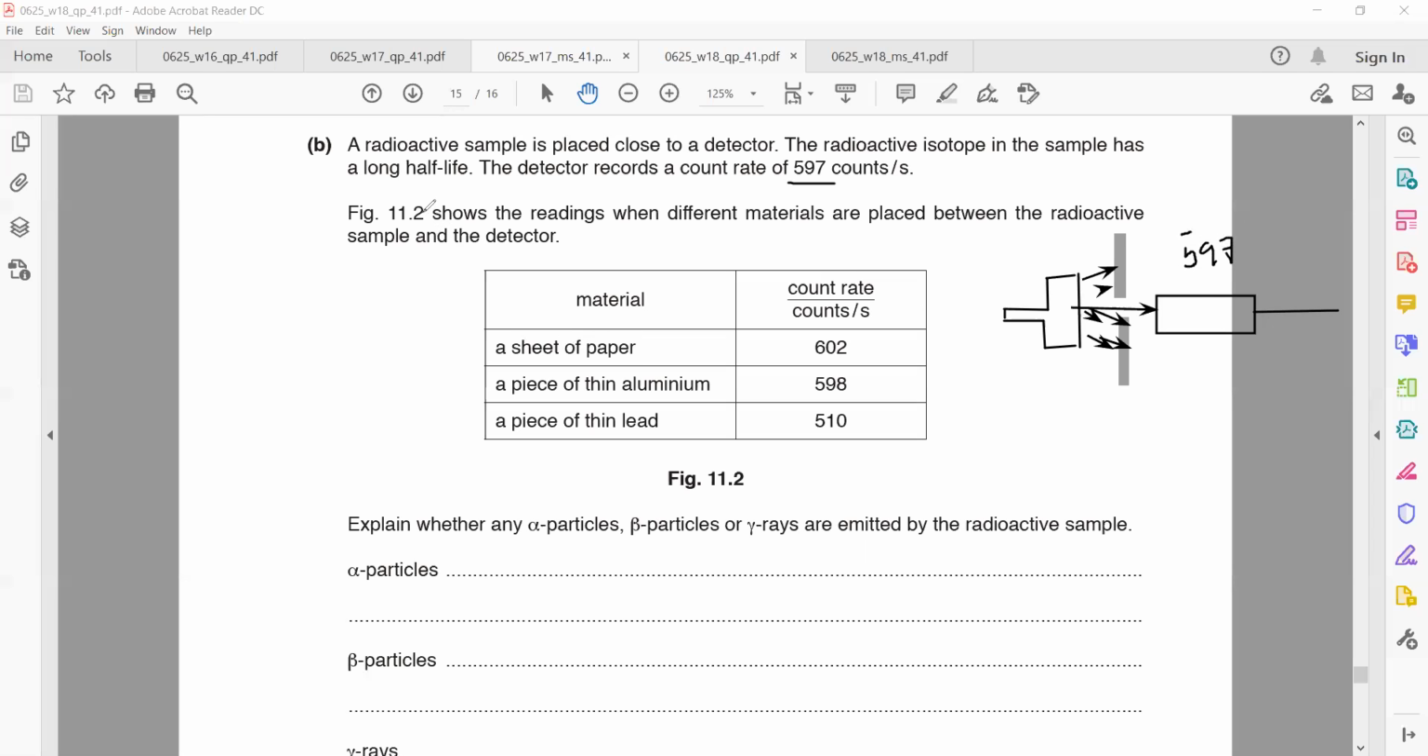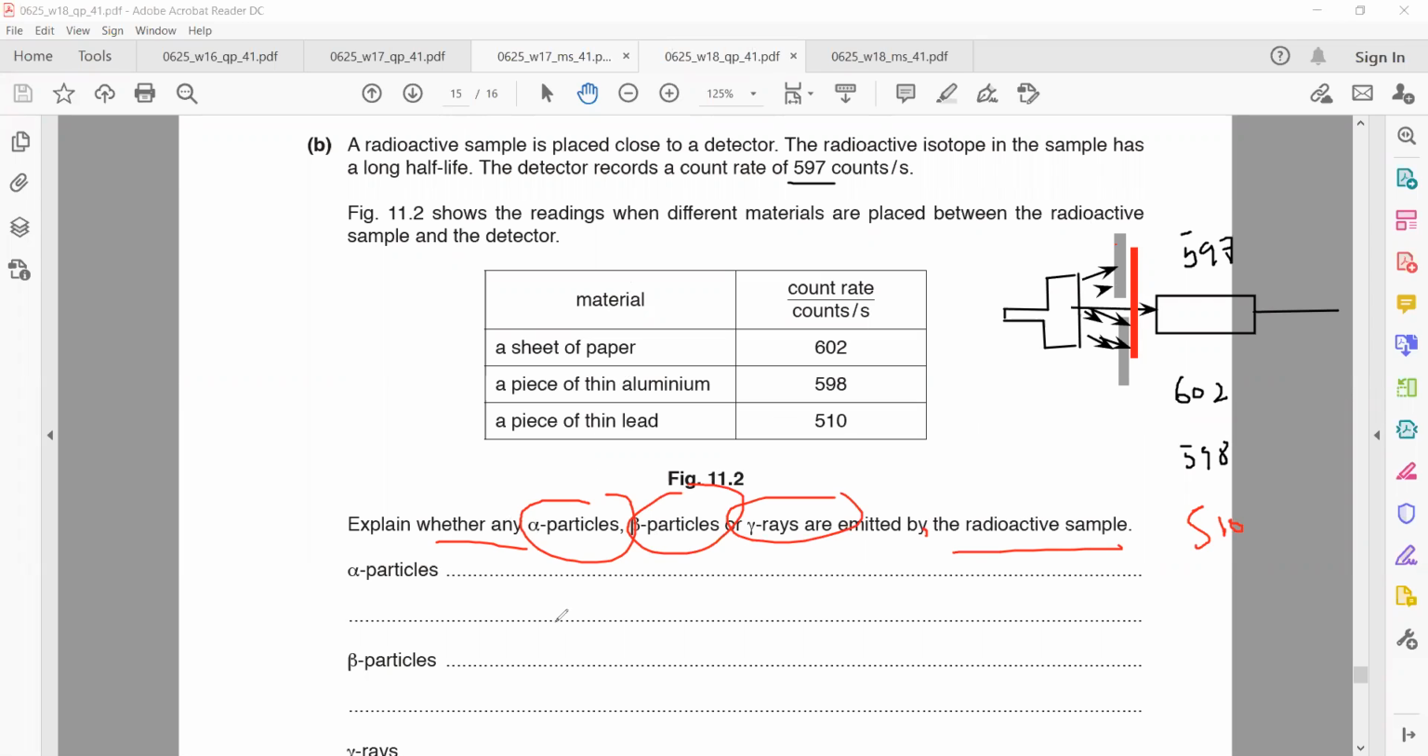Figure 11.2 shows the reading when different materials are placed between the radioactive sample and the detector. When we place a paper, the count becomes 602, meaning it increases. When we place aluminum, the counts become 598. When we place a thin sheet of lead, completely covering without any gap, the count decreases to 510. Explain whether any alpha, beta, or gamma are emitted from the radioactive source.